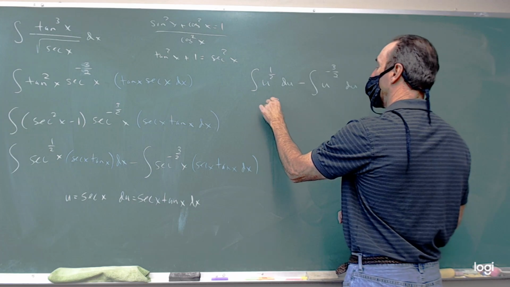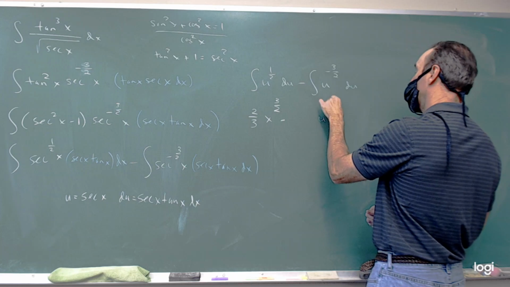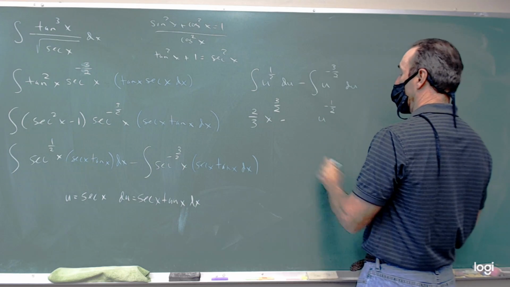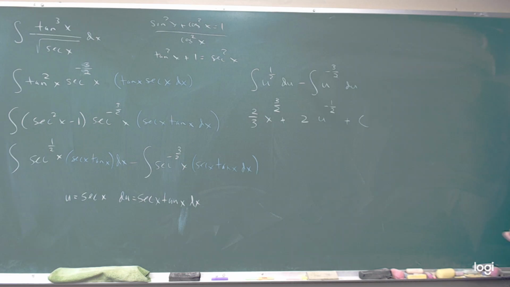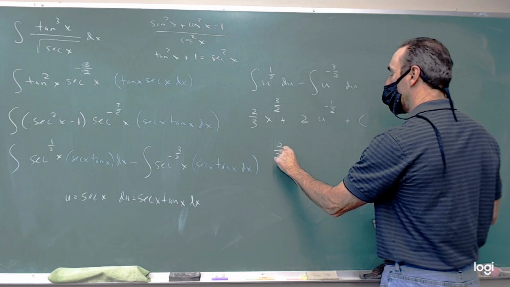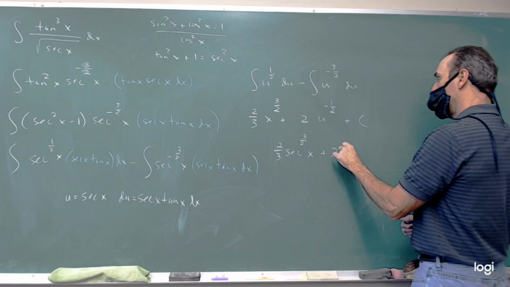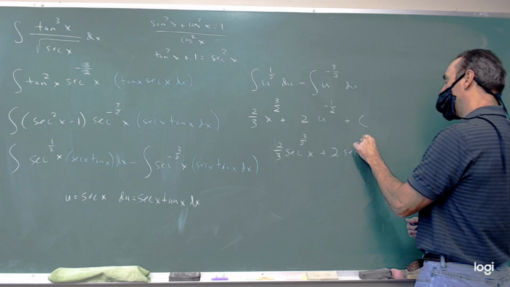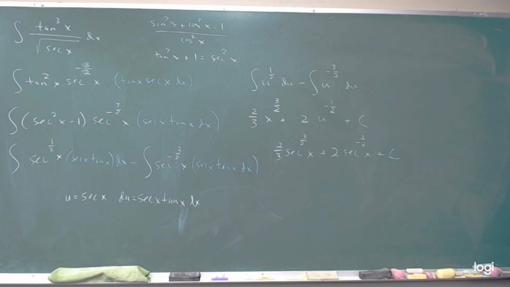So we get 3/2 and then 2/3. We get negative 1/2 and then a negative 2. And then we'll go back to the secant, so it's 2/3 secant to the 3/2 x plus 2 secant to the negative 1/2 x plus c. Kind of crazy? Okay.